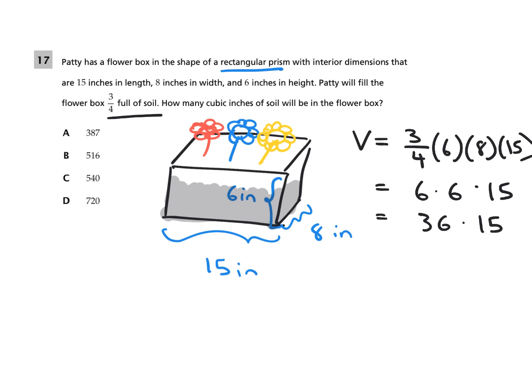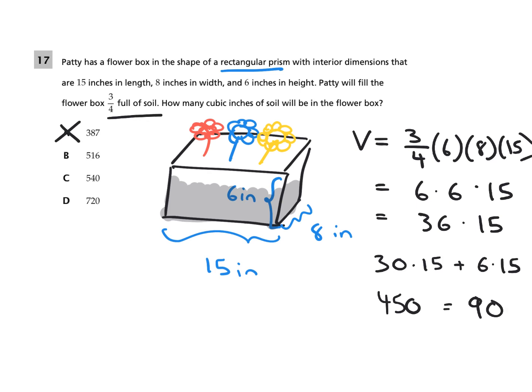36 times 15. Let's do it together. I don't have a calculator handy, so let's just do it. 30 times 15 plus 6 times 15. I broke 36 up into 30 and 6. 30 times 15: 3 times 15 is 45, times 10 is 450. So our number has to be at least bigger than 450. So A is out. And 6 times 15 is going to be 90.